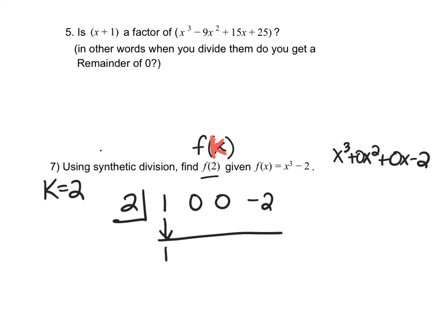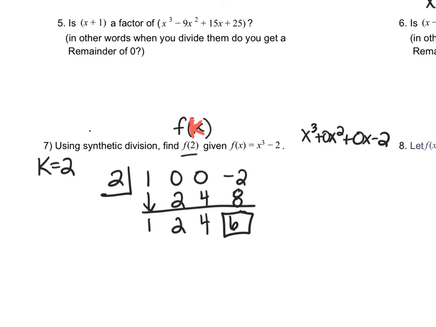Bring down your first one. Multiply, that's going to give me 2. Add, that's going to give me 2. Multiply again, so 2 times 2 is going to be 4. Add again. 2 times 4 is going to be 8. Add again, so my remainder is 6. The last number, again, is always the remainder. So we started with x cubed, so we're going to drop it down to x squared plus 2x plus 4 plus a remainder of 6 over the divisor.